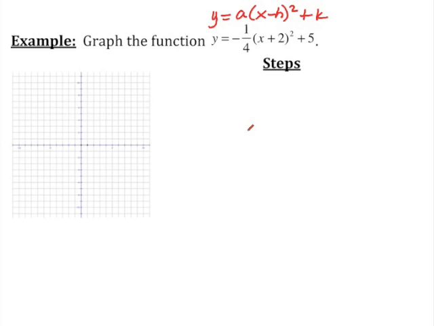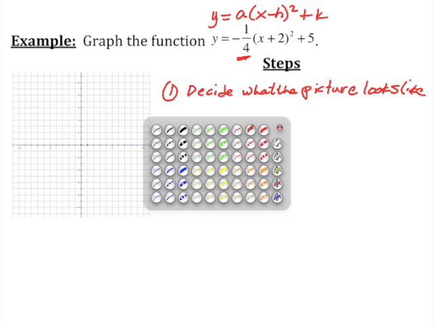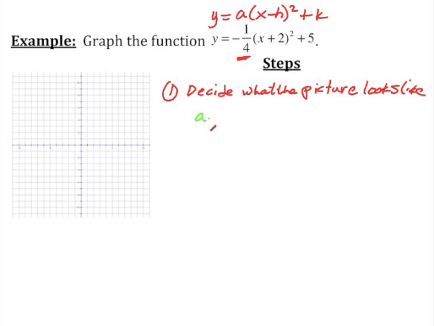The first step is that we can still decide what the picture looks like. We can do this simply by looking at our leading coefficient a once again. We talked about this with standard form. When a is positive, it opens up. When a is negative, it will open down. So the fact that our leading coefficient is negative 1/4 tells us that it's going to open down.